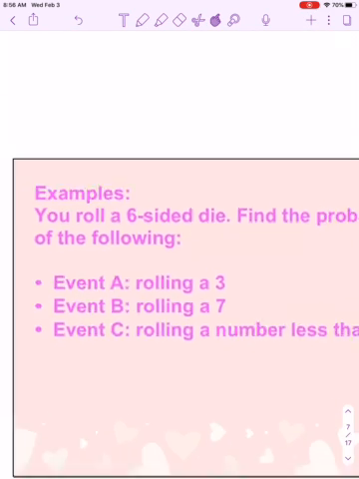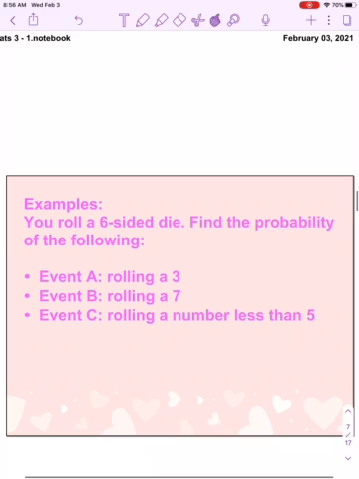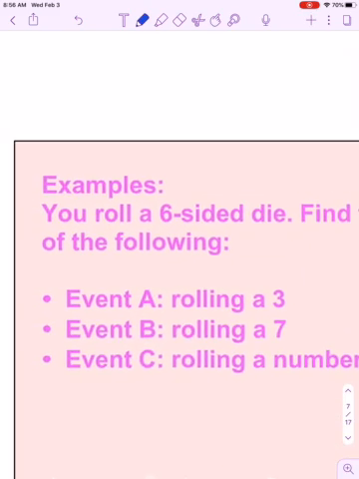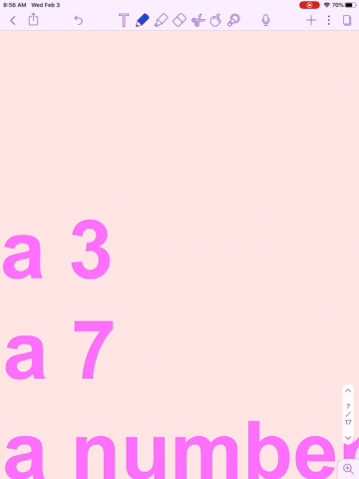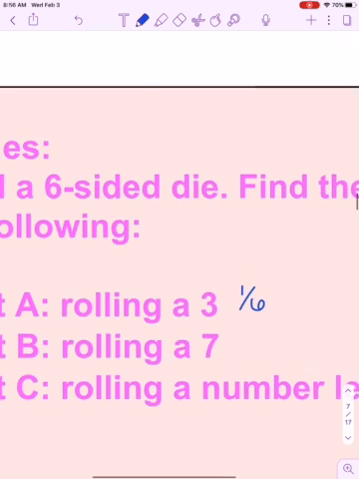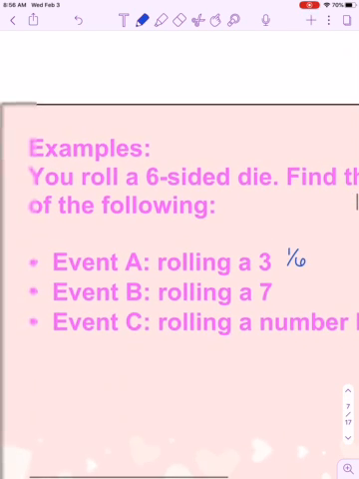So theoretical probability: you roll a 6-sided die, find the probability of each of these things. So rolling a 3, how many 3s are on a die? 1 out of how many sides are there? 6. That's it. Right now, if it's easy to put as a fraction like that, just leave it as a fraction. You don't have to divide it out.